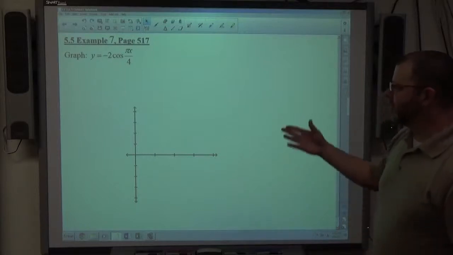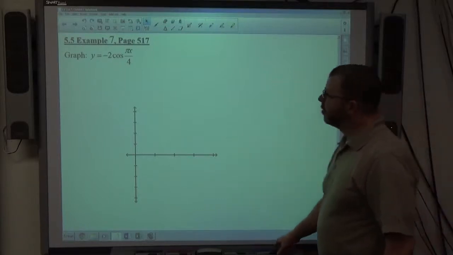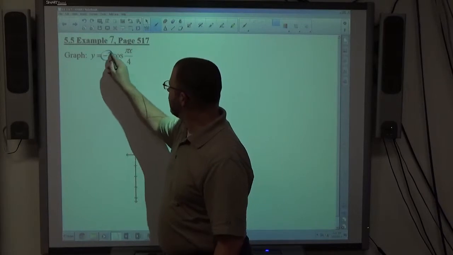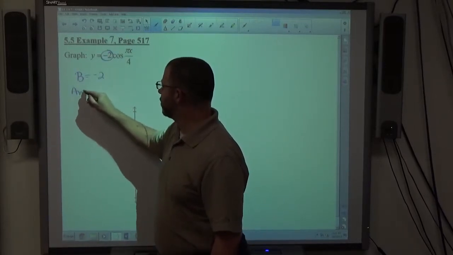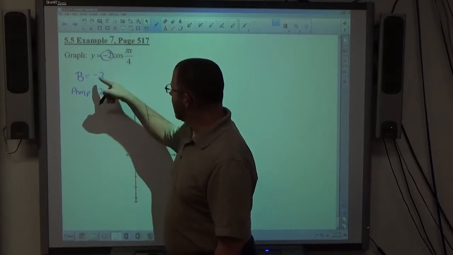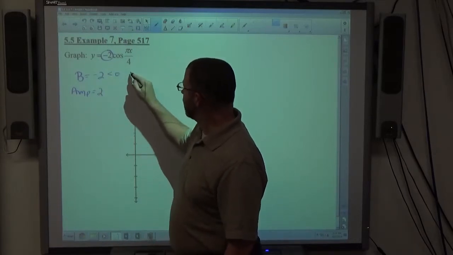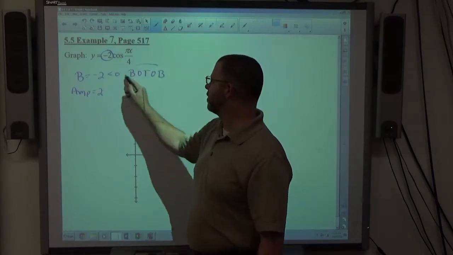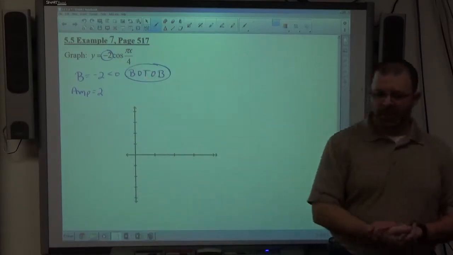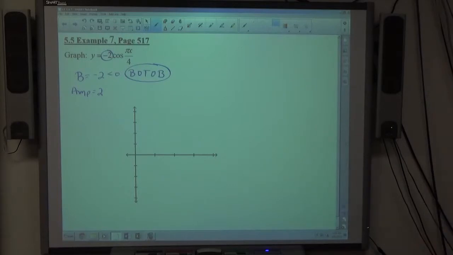Okay, example 7 takes us to an amplitude and a period issue. So we have a value of b here of -2. B is -2. That means the amplitude is going to be 2. And if it's negative, it's less than 0, which means I'm going to start at the bottom, then go to 0, top, 0, bottom. So again, I can establish immediately in that step, if I wish, what the overall placing of the points is going to look like.